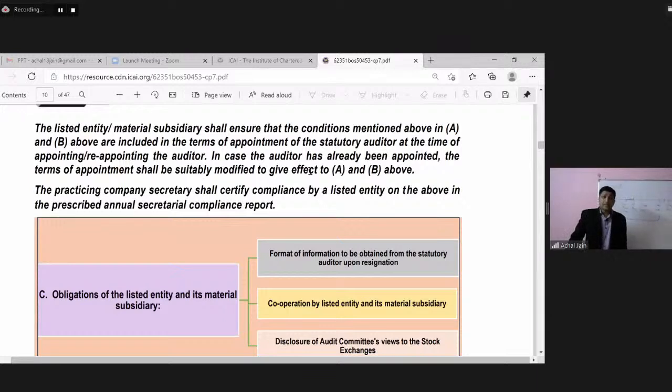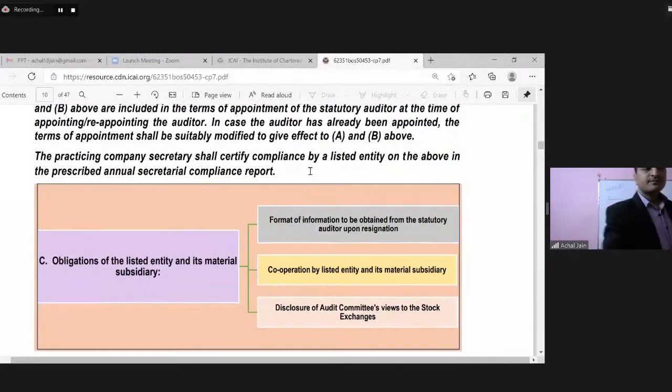The practicing company secretary shall certify compliance by a listed company on the above in the prescribed annual secretarial report. This responsibility has been placed on the company secretary also.